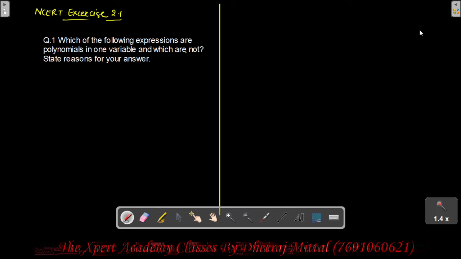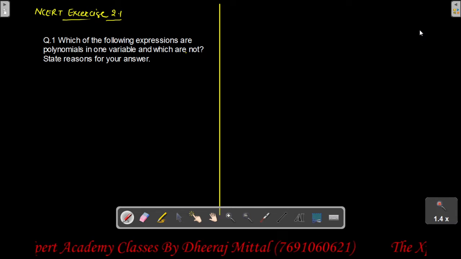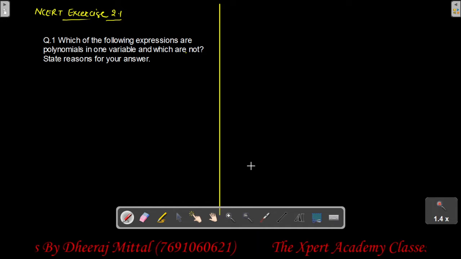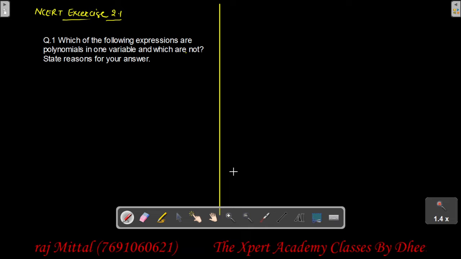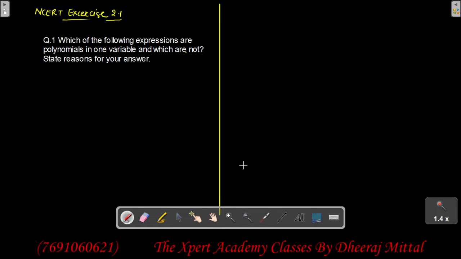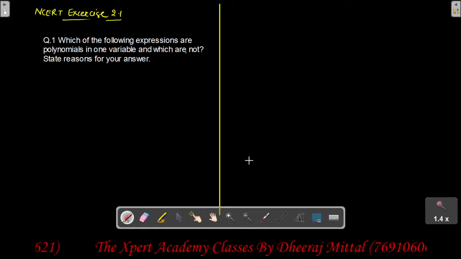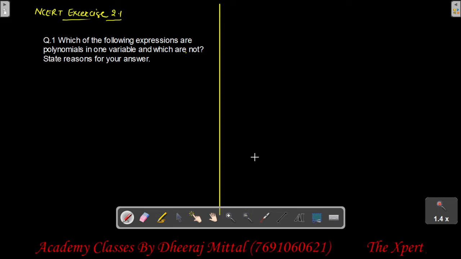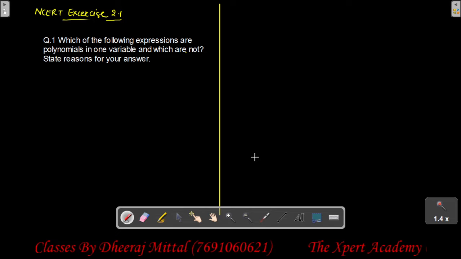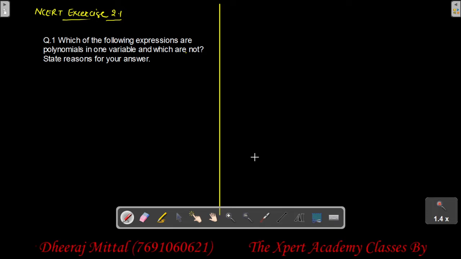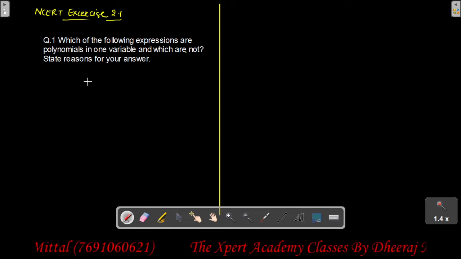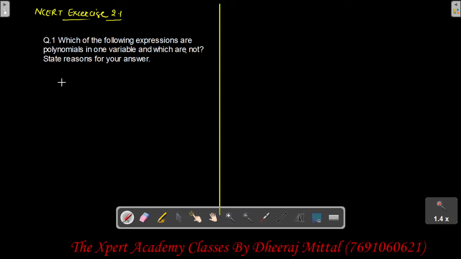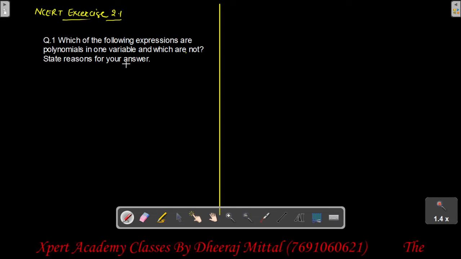Hello students, in the last video we discussed what a polynomial is and the different types of polynomial. Now in this video, as I promised you, we will discuss NCERT exercise 2.1. Our question number 1 is: which of the following expressions are polynomials in one variable and which are not? State reason for your answer.